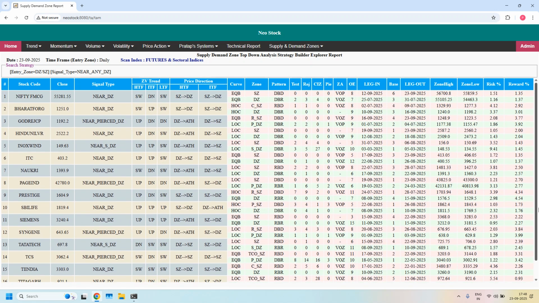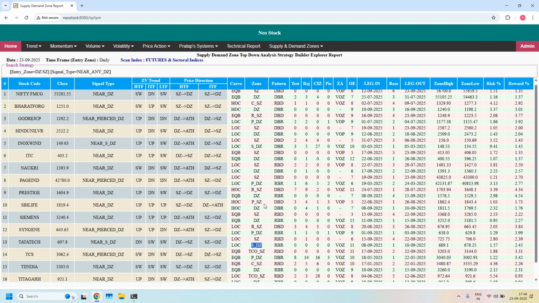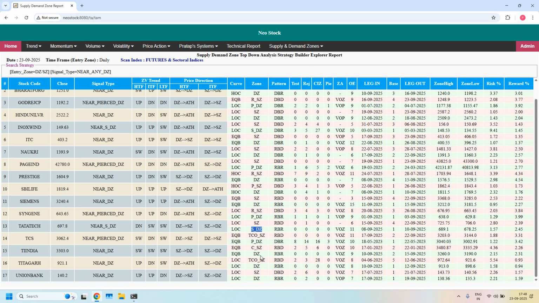We got 17 stocks. Let us identify high liquidity daily demand zones from this list. Inox Wind is having a daily high liquidity demand zone. Next one, Tata Tech is having a daily high liquidity demand zone. That's it. So we got two daily high liquidity demand zones from this list.